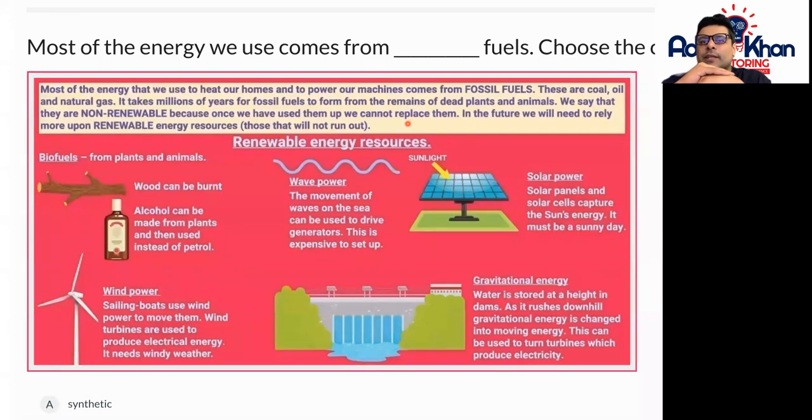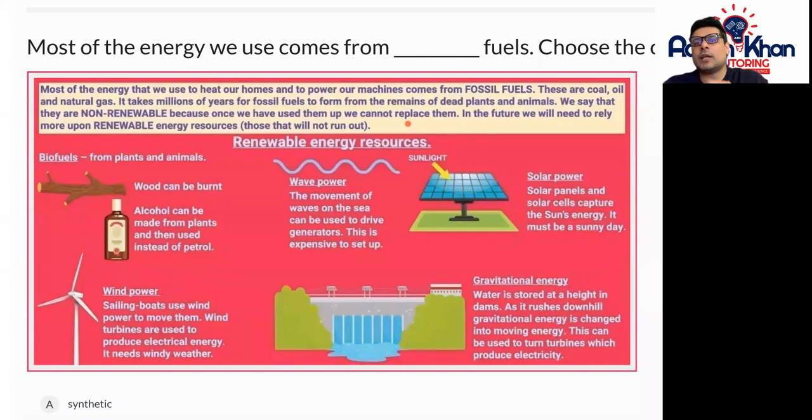In the future, we will need to rely more on renewable energy resources. And these are energy resources that do not run out. So renewable energy resources would be solar power, so power from the sun, wind power from the wind, wave power from the sea, and also gravitational energy, which means that a river could be flowing down a mountain and that river itself produces energy for us in terms of electricity.